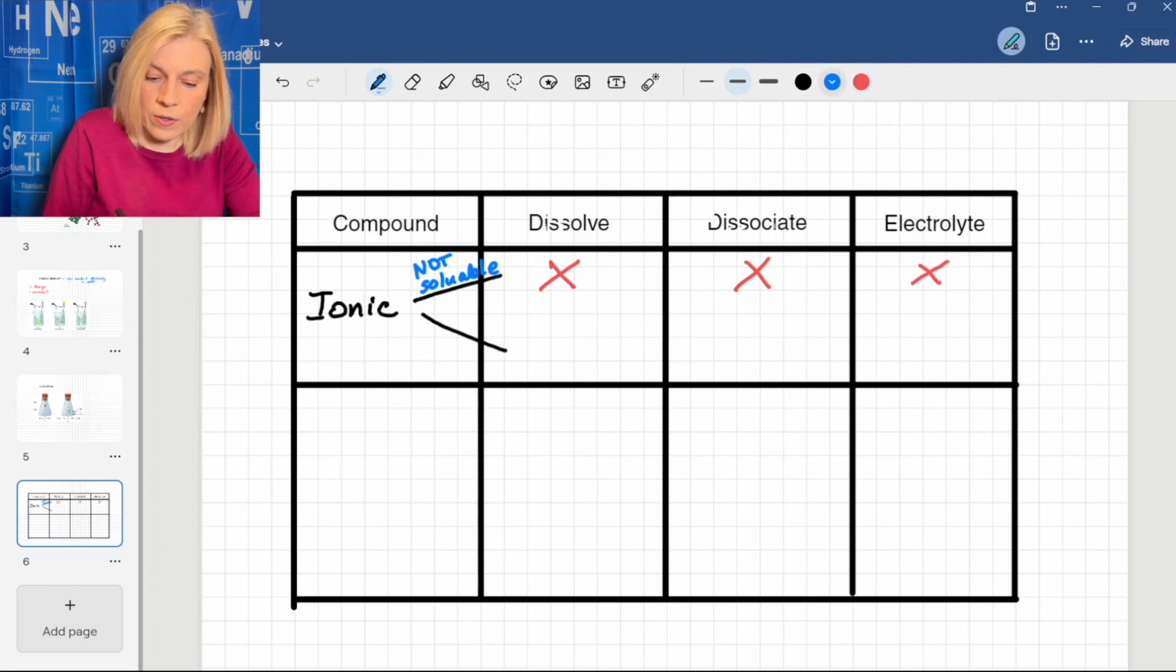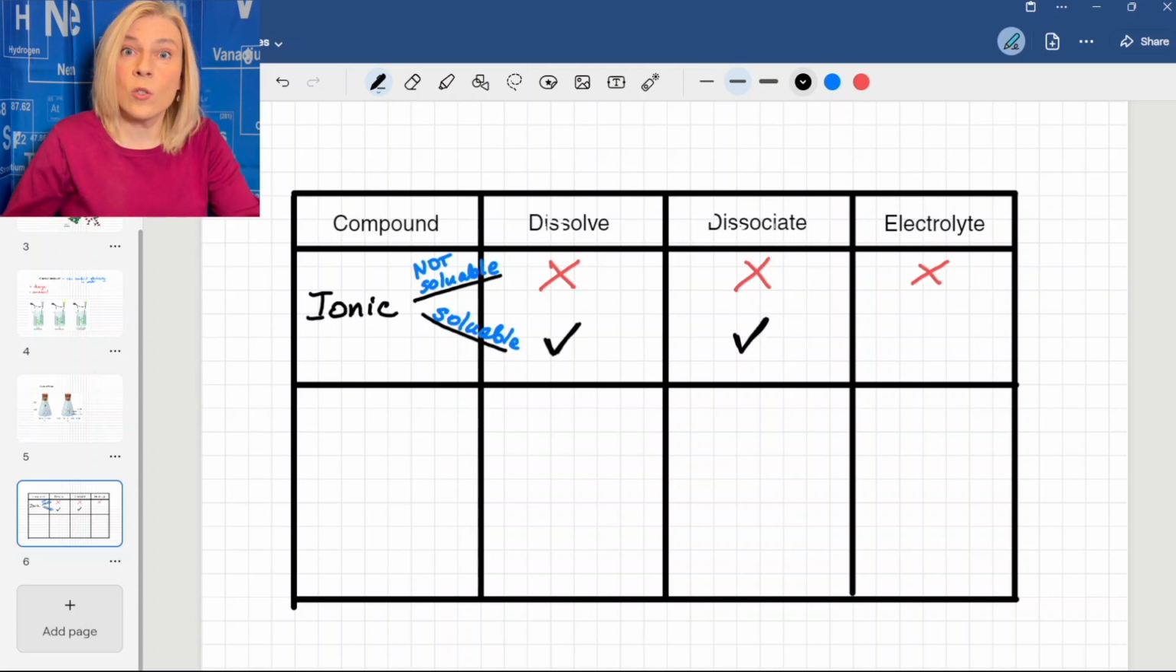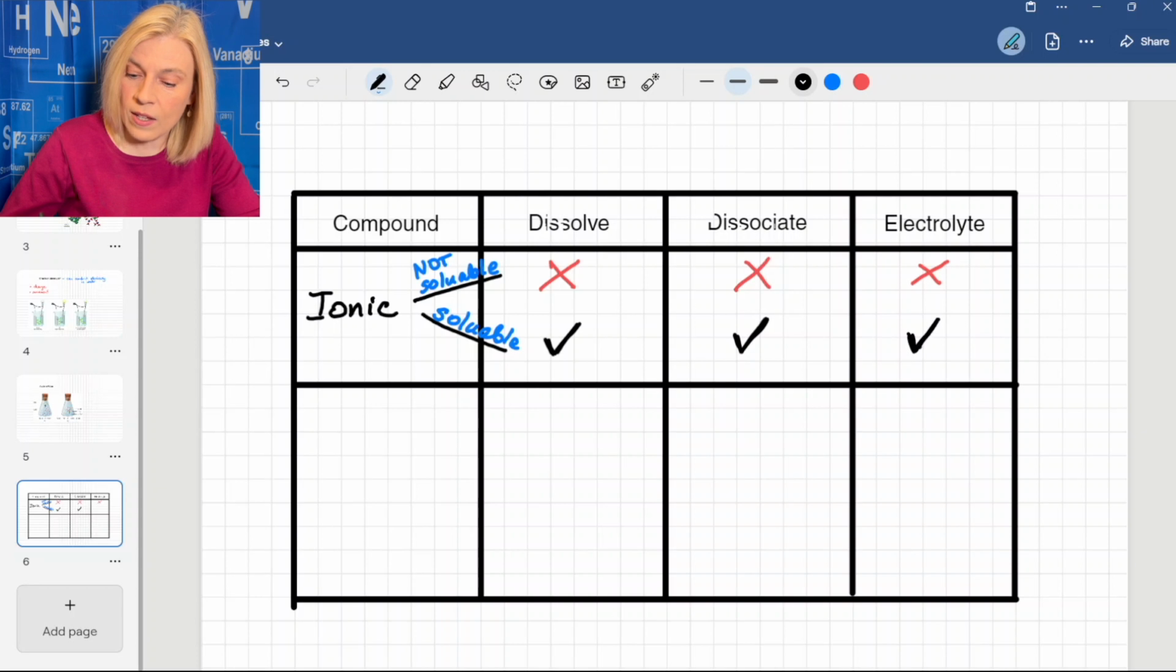But those that are soluble ionic compounds, what happens? They will dissolve in water, right? So table salt, sodium chloride, will dissolve in water. How will they dissolve? They will dissolve by dissociating, by breaking apart into individual ions, which can then swim between water molecules. You will have movement and charge. So they are electrolytes. They can conduct electricity.